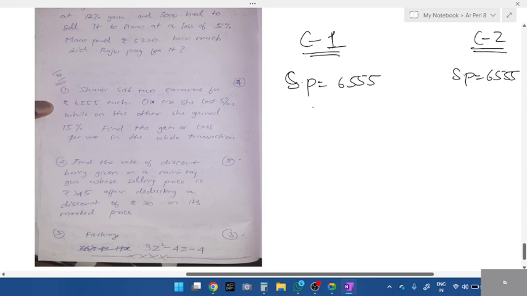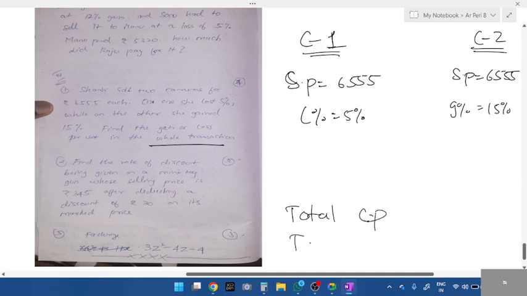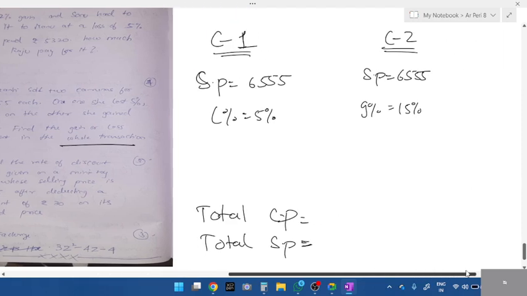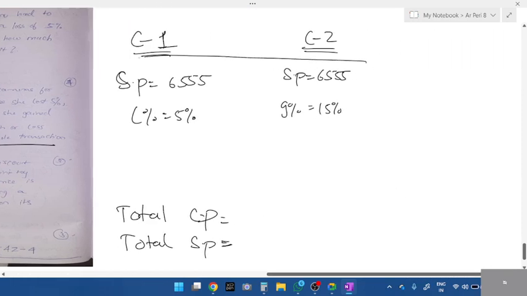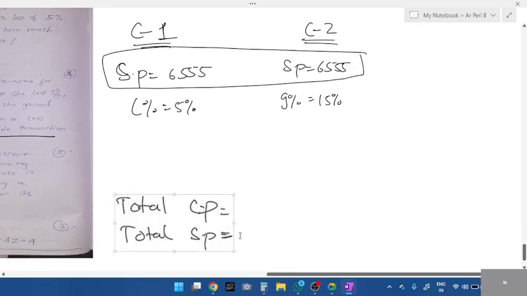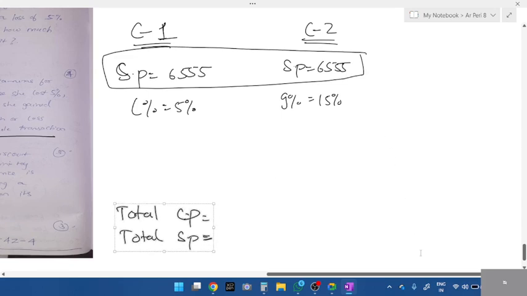Then one she lost. How much did she lose, students? Lost percentage. On the other one she gained 15. If you want to find the whole overall transaction, what are the two things you need? Total cost price and total selling price. In this, what is given? Total cost price or total selling price? Using this, what can we find? Total? Yes, we can find total selling price.